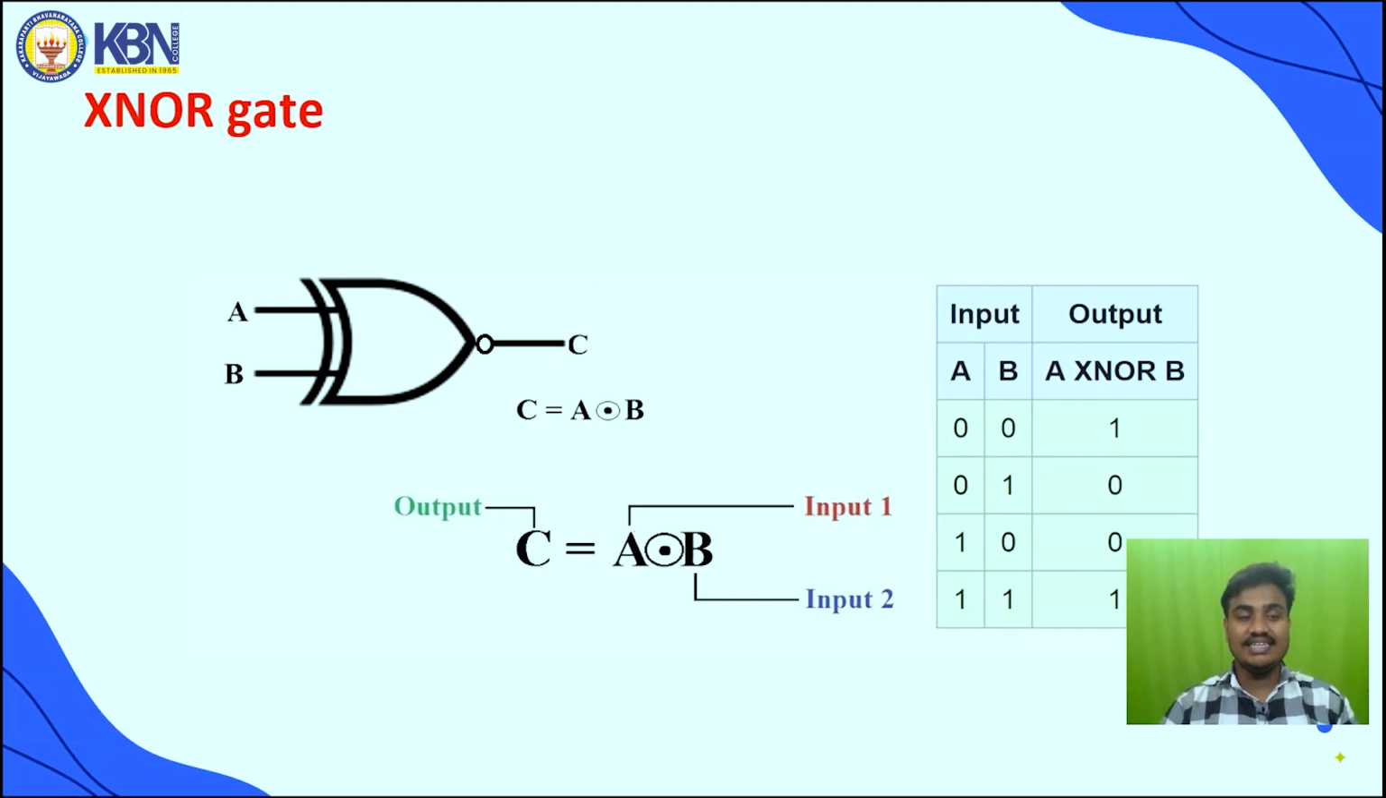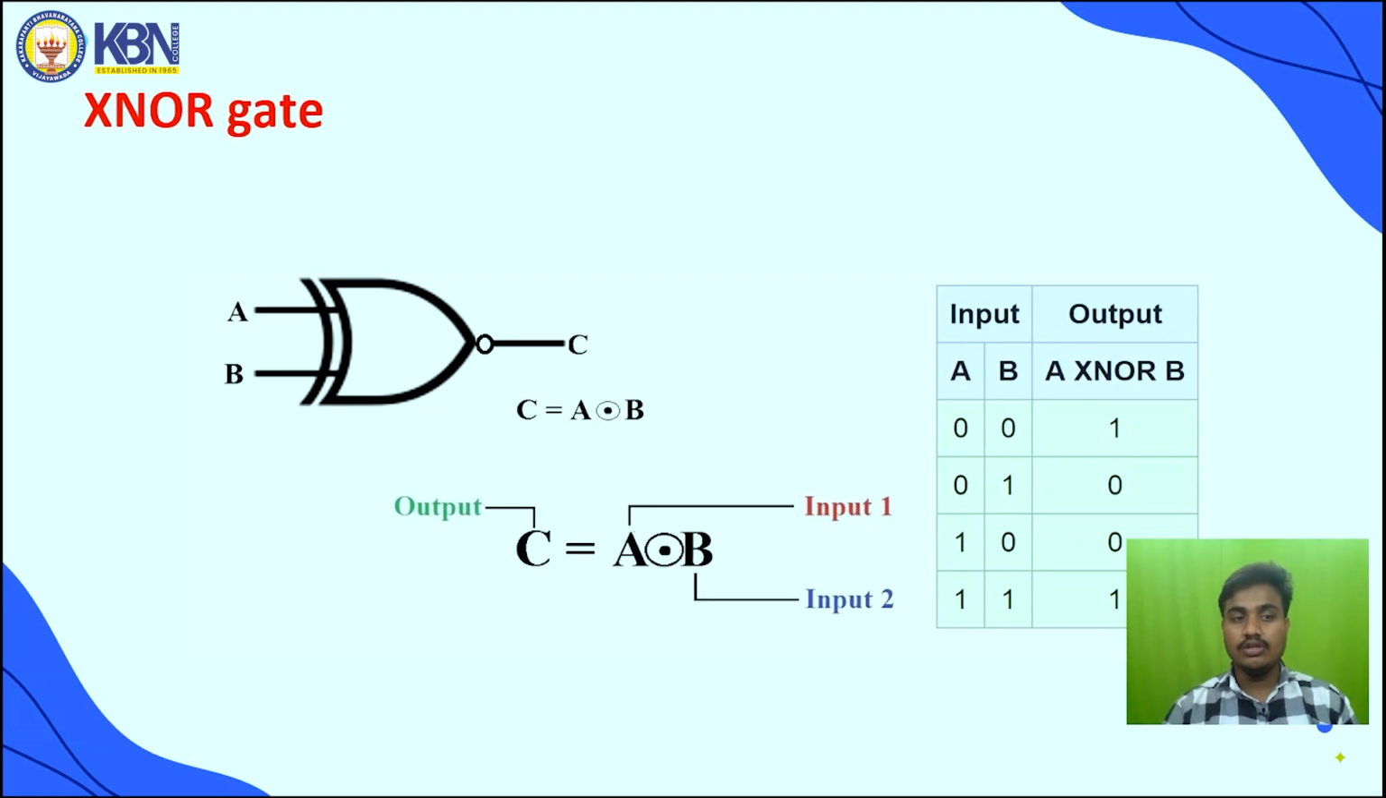Then the next gate is the XNOR gate or exclusive NOR gate. If the output of an exclusive OR gate is connected to a NOT gate, then the gate is called the exclusive NOR gate. Here you can see A exclusive NOR B. If A and B are two inputs, C is the output. The logic behind the truth table is that if both the inputs are same, then the output is high. It is just the complement of the exclusive OR gate.